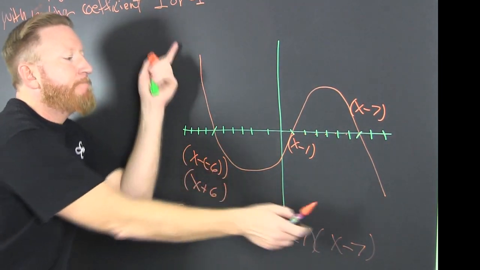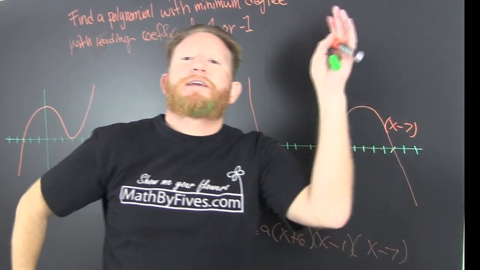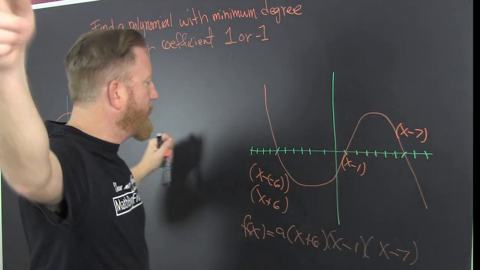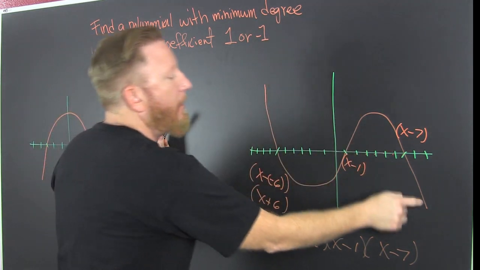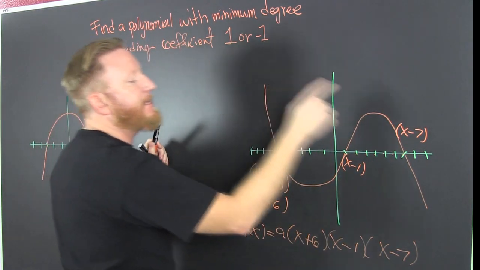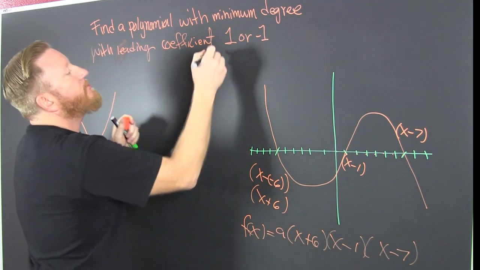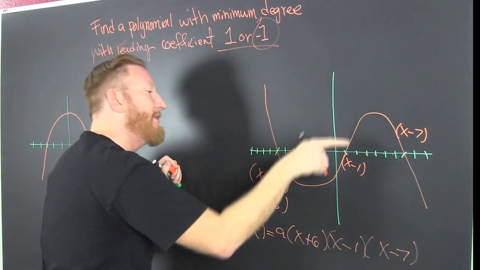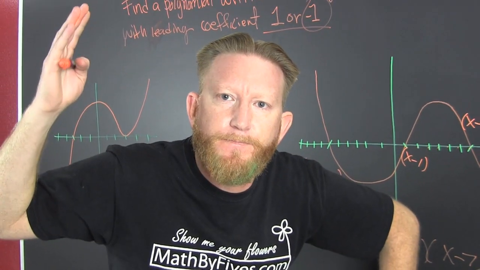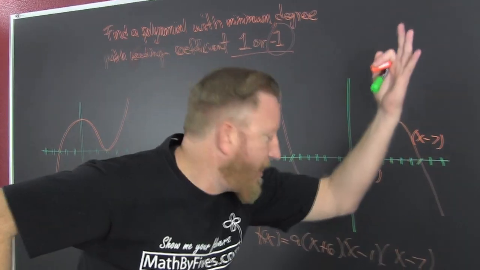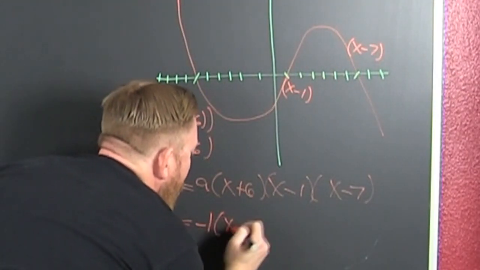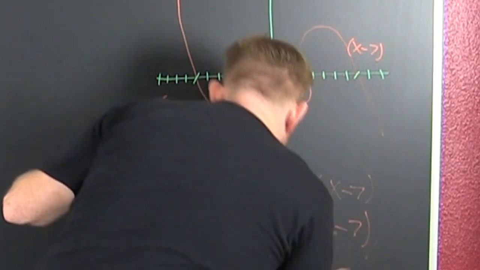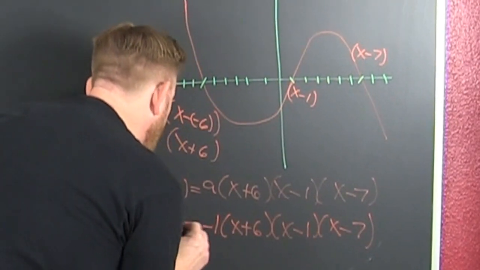Now, we need to look at that. It ends opposite and ends down, so you have to think about the end behavior. It ends opposite because it's third degree, and it ends down. So when choosing my leading coefficient, we choose the minus 1 because it ends down. So that's going to be minus 1 times x plus 6, x minus 1, and x minus 7. Very nice. So that's my f of x.